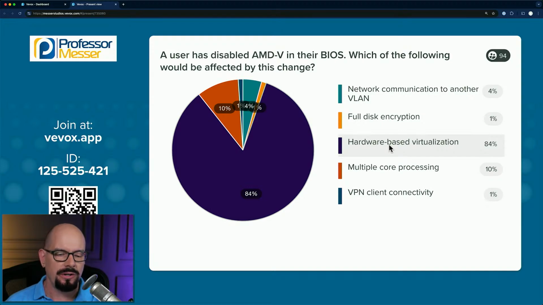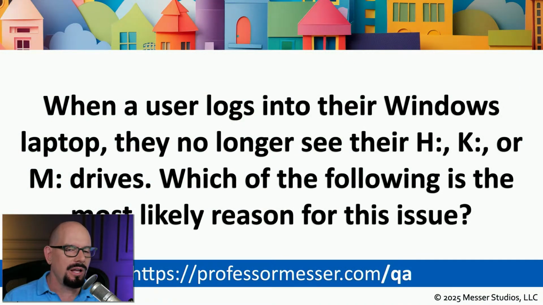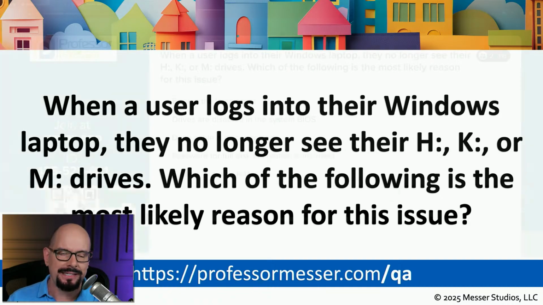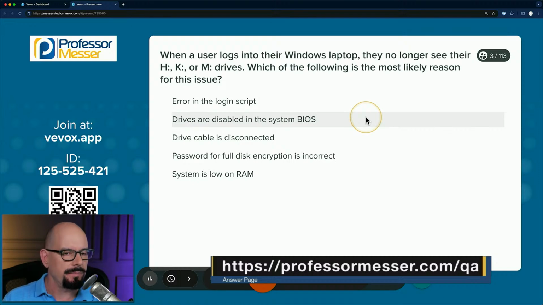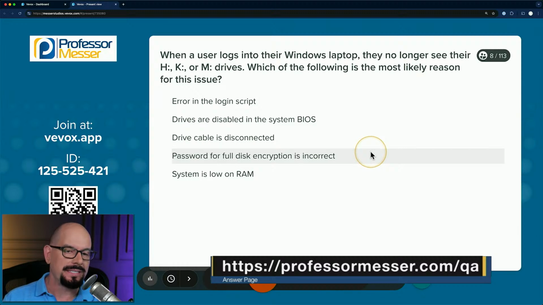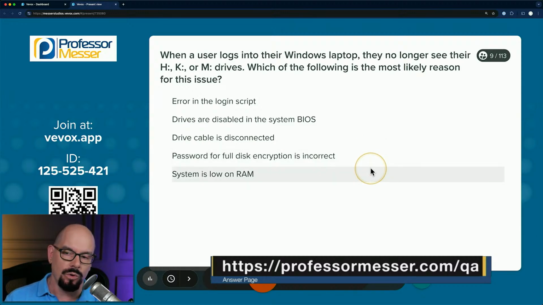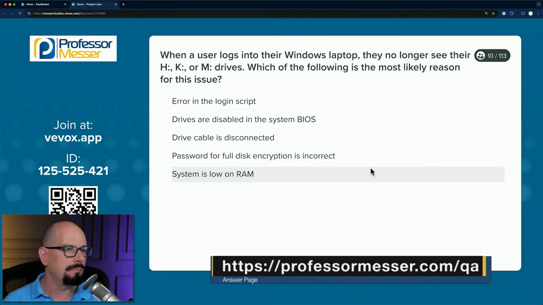This next question on our list says, when a user logs into their Windows laptop, they no longer see their H:, K:, or M: drives. Which of the following is the most likely reason for this issue? Is it an error in the login script? Drives are disabled in the system BIOS. A drive cable is disconnected. Password for full disk encryption is incorrect. Or the system is low on RAM.